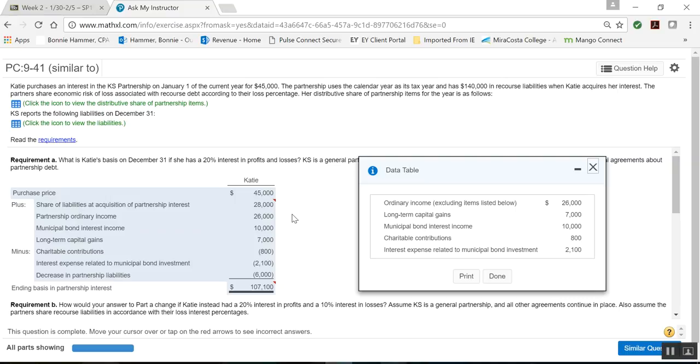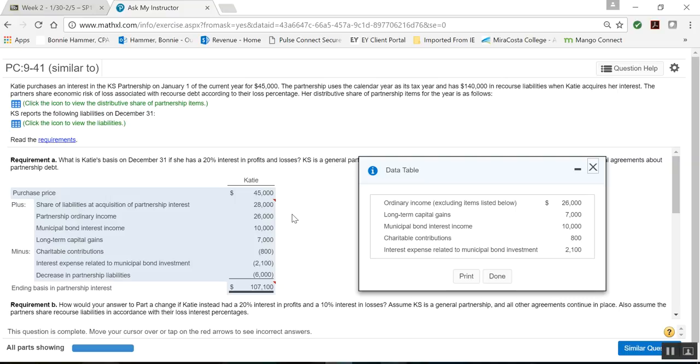On her personal balance sheet, if Katie were to have one, she would have this thing called investment in KS partnership, and it would be a debit on her balance sheet, right? Because it's an asset. And that debit, that basis, would get increased for all of the positive adjustments to her basis, and it would get decreased for all of the negative adjustments.